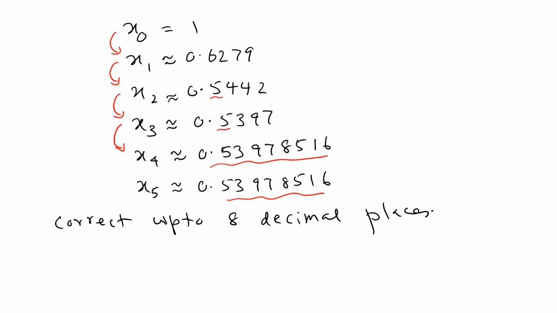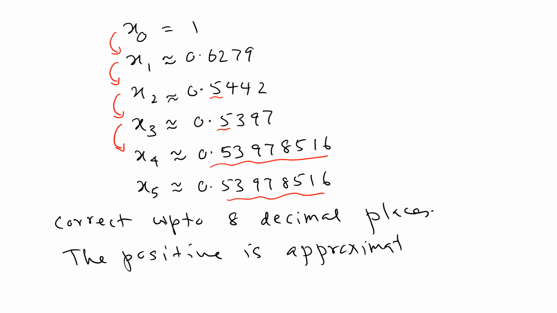So that's the idea. That means you can say the positive solution is approximately 0.53978516. So that's the idea. So you get the value.